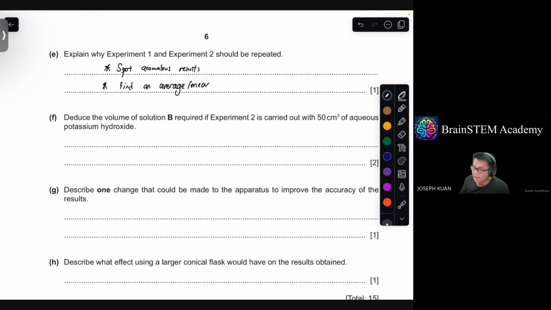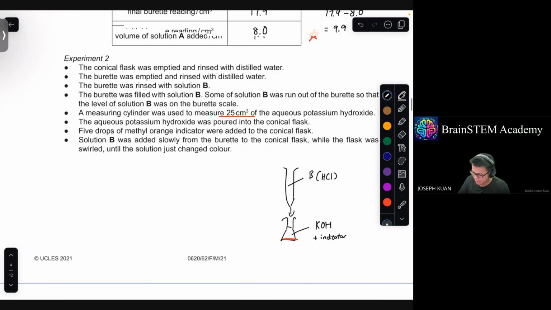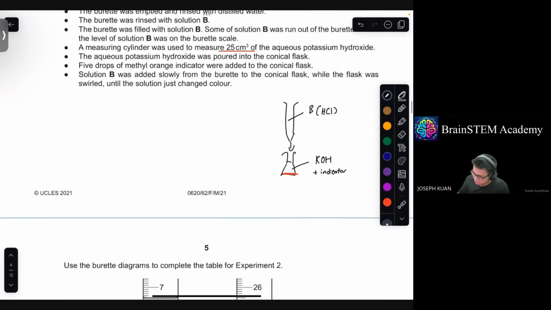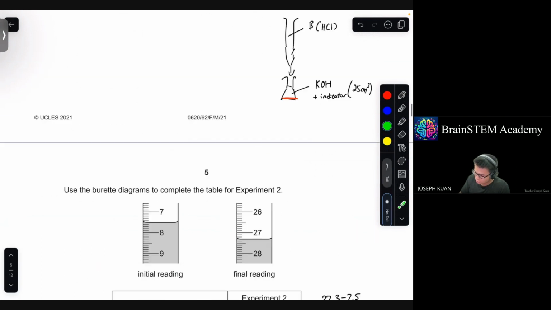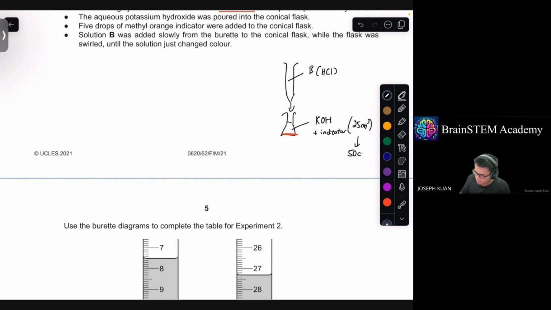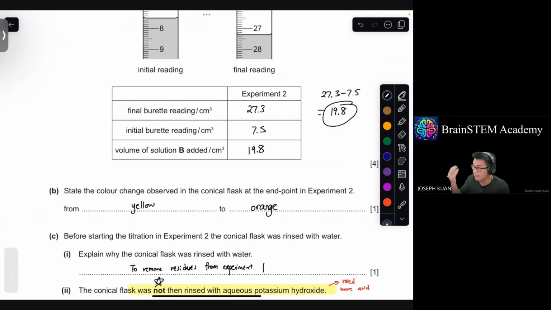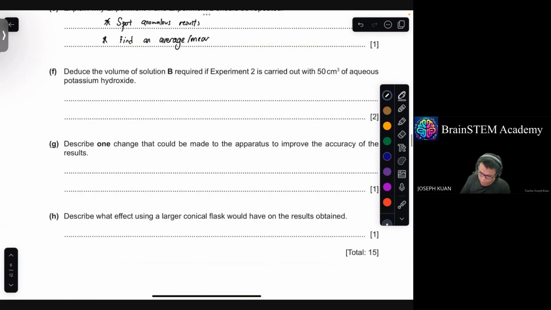Okay, moving on to F, deduce the volume of solution B required if experiment 2 is carried out with 50 cm cube of aqueous potassium hydroxide. So, based on the question, we are titrating 25 cm cube, and then we need 19.8. So, if we are using double the amount of alkali, it means that it will be double of the acid used. So you have to take 19.8 multiplied by 2. That gives you 39.6. So the volume is 39.6 cubic centimeters.